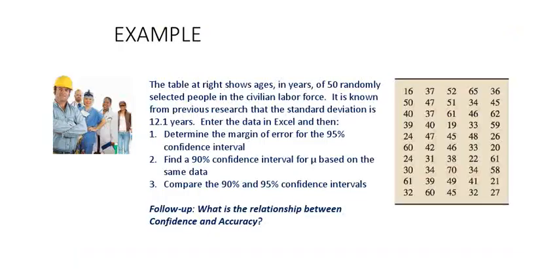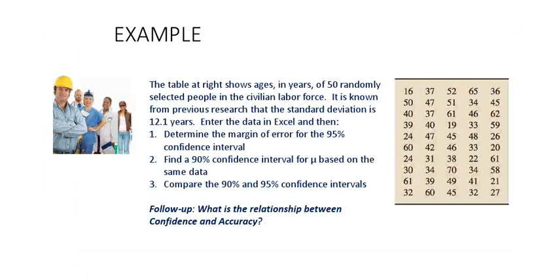All right, let's go through an example right here. The table at right shows ages in years of 50 randomly selected people from the civilian labor force. And it's known from previous research that the standard deviation is 12.1 years. So we're going to enter this data in Excel, and we're going to determine what the margin of error is for a 95% confidence interval. We're also going to repeat the procedure for a 90% confidence interval, and then we're going to compare those confidence intervals, and we want to find out, is there a relationship between the confidence level and the accuracy of our confidence interval estimate?